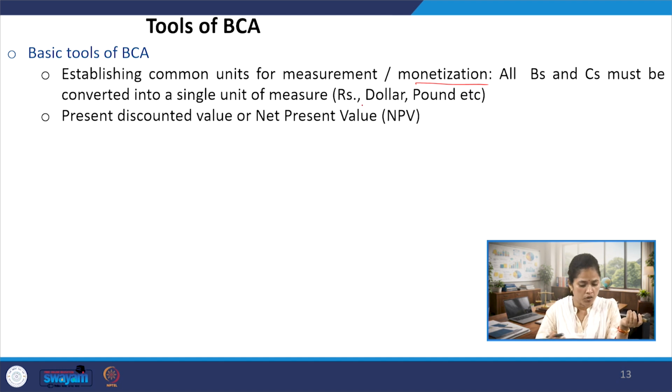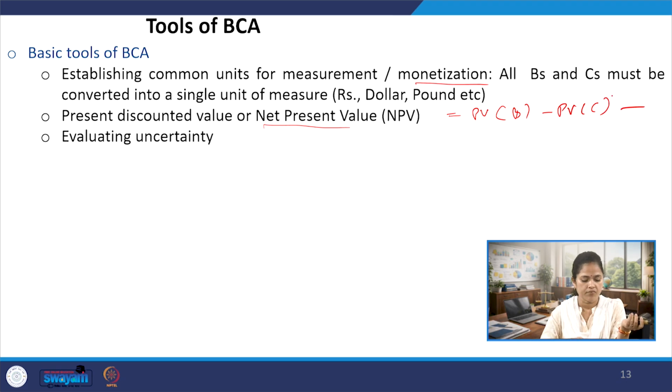Okay, and followed by this, these benefits and costs must be converted into the form of the present discounted value, which is known as net present value. Net present value is the present value of the benefits minus the present value of the cost.